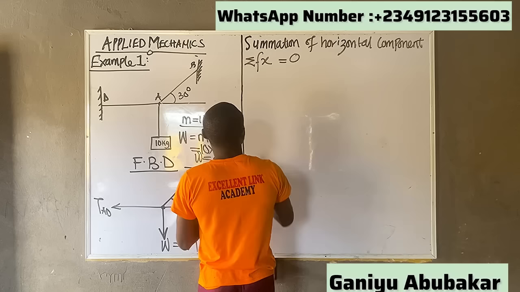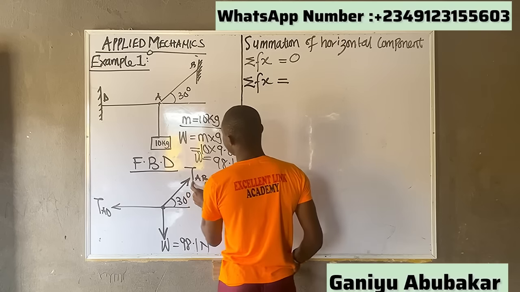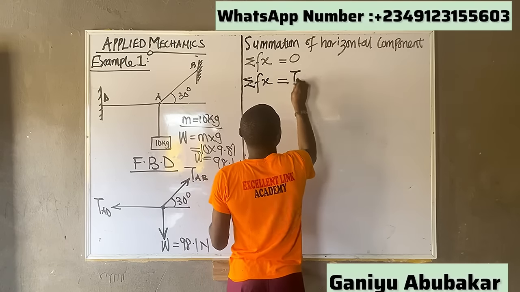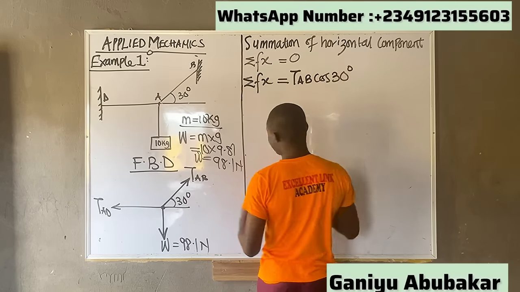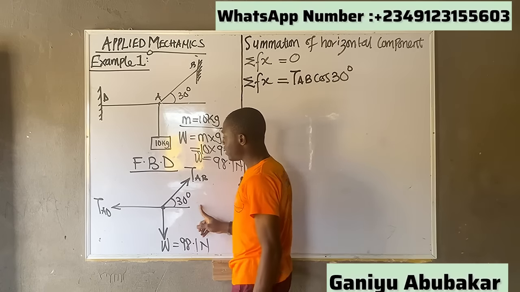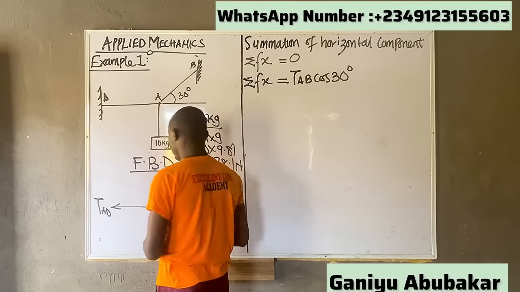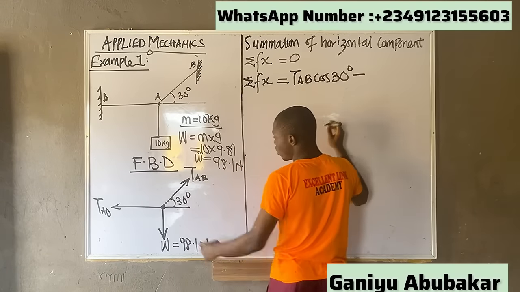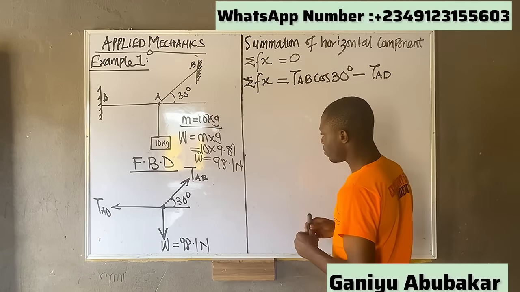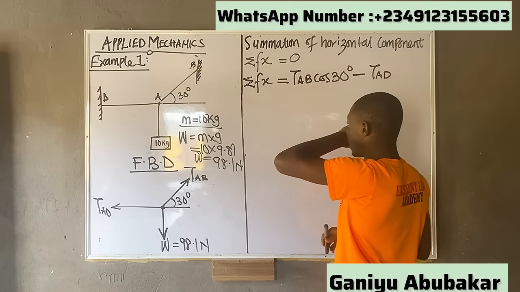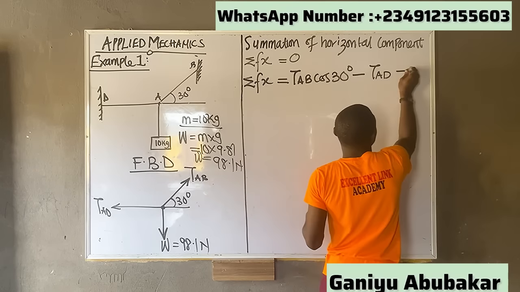So summation of Fx will be equal to, first, resolving TAB to the horizontal, which gives TAB cos 30 degrees. That's my first task. Outside that, TAD is horizontal too, going towards the negative portion, the negative x direction. So that is minus TAD, equals 0.